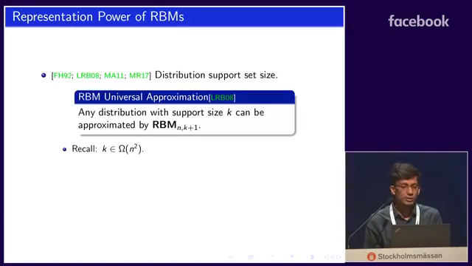Having defined these quantities, we briefly survey the past work that has been carried out in this direction. Le Roux and Bengio in 2008 showed that any distribution with support set size k could be approximated arbitrarily well with an RBM with k plus 1 hidden units. This was a very fundamental result since it gave a strong guarantee, a sufficiency condition for an architecture. However, this k, as we see, is at least quadratic in n, and in fact, it could be exponential in n. There have been further refinements to these results, but the number of hidden units required in the worst case remains exponential.